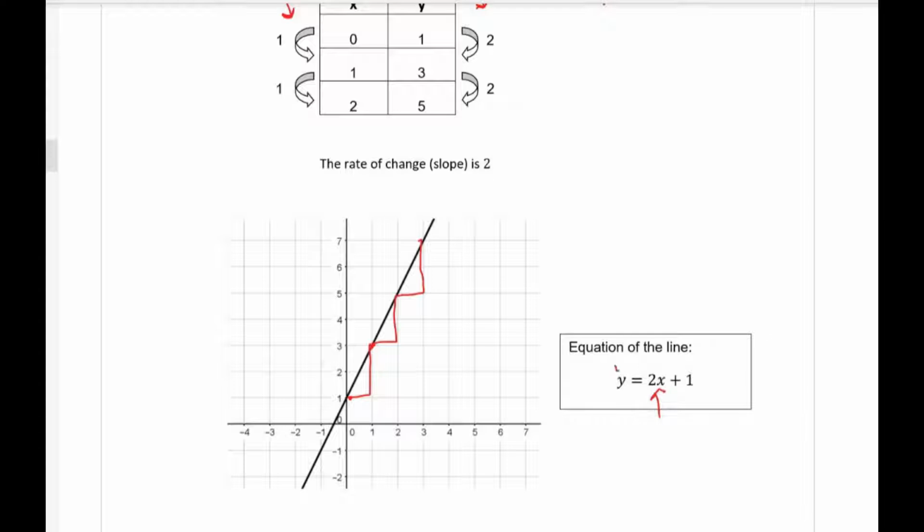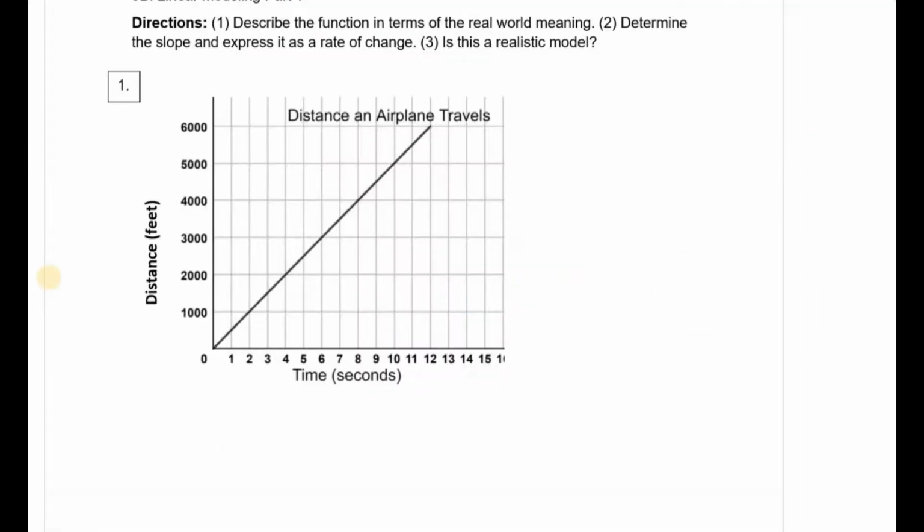Remember that this is in the form y = mx + b. So 2 is my slope. That's where this triangle thing, or rise over run, comes from. The rise, how tall my triangle is, is 2. The run is 1. 2 over 1 is 2. That's where the slope comes from.